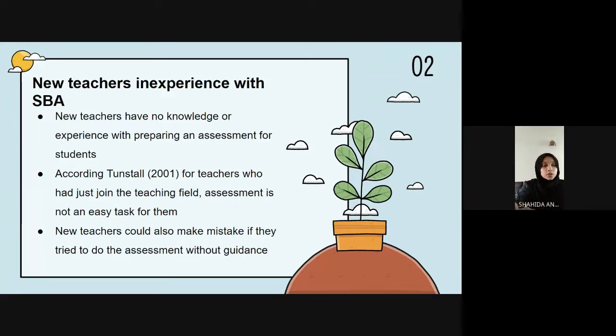Now, according to Turnstile 2001, for teachers who have just joined the teaching field, assessment is not an easy task for them. Now, we need to remember that assessment is like testing the students' skills and their capability or their knowledge of the subject that we are teaching. So it's not easy for us to make an assessment just like that. We have to consider many things, and this is just from a student's point of view. For a teacher who just came in, it might take a lot of time.